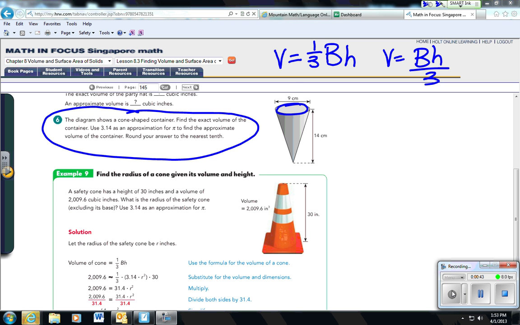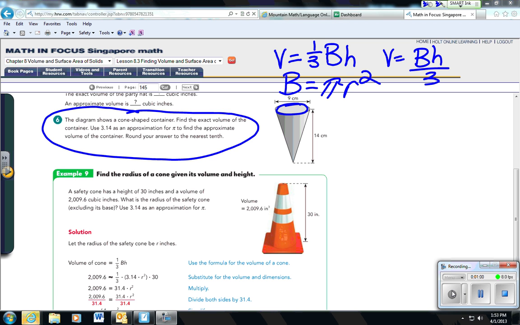So capital B, since it's a cone, the area of the base, is pi r squared. Pi r squared gives you the area of a circle, and that's what shape the base of a cone is. It's a circle. So pi r squared is what we will use for capital B.